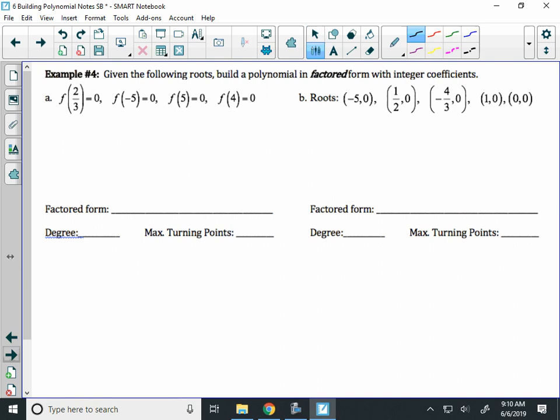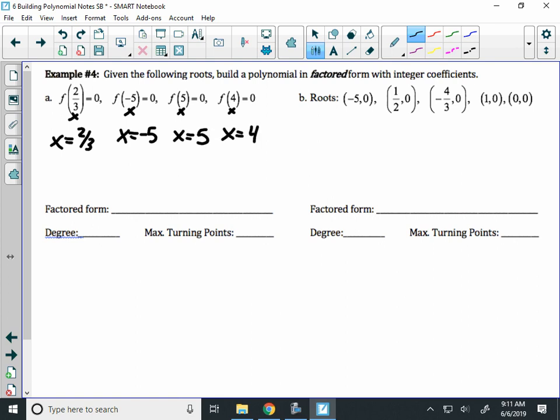Here on the left example, I give you the function notation. F of 2/3 equals 0. Now the thing you need to remember is that the number in the parenthesis is always the x value for function notation. So what they're actually giving you is the x-intercepts right here. They're telling you that there's an x-intercept at 2/3, an x-intercept at -5, positive 5, and 4.